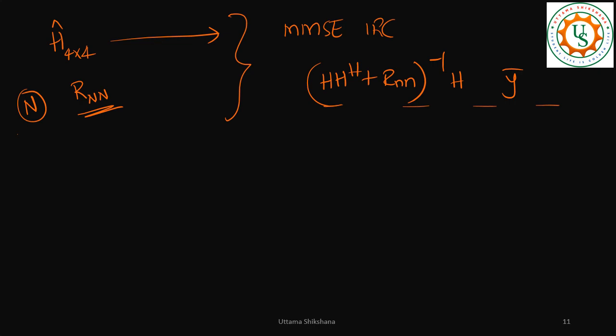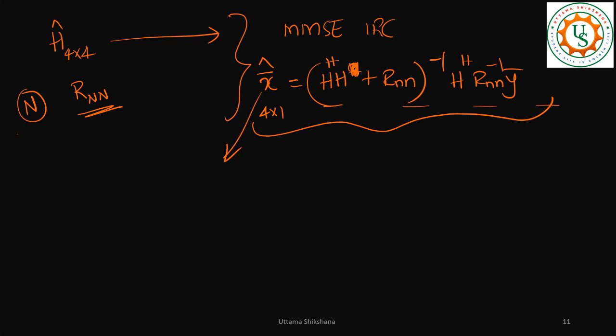Okay, let me write the full equation. I think this will be H Hermitian. So this is H. Now once we do this, we're going to get this X bar hat. This X bar hat will be 4 cross 1, on the other symbols where data is present. We are trying to decode the data here, right, once we do the channel estimation across the DMRS symbols.